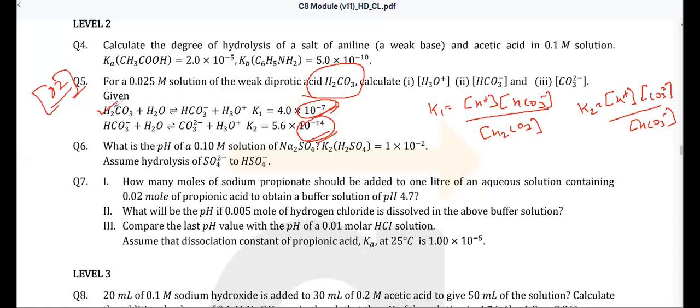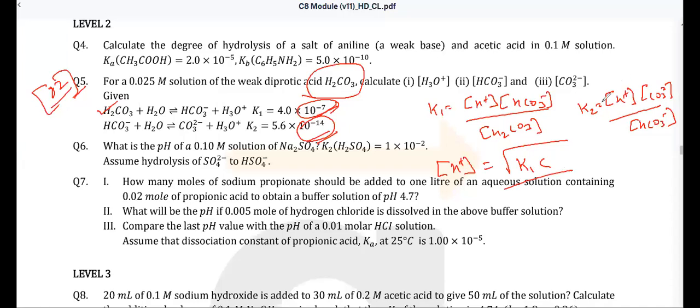Can I say that most of the H plus is coming from the first reaction? So I can ignore the concentration of H plus from the second reaction. So the concentration of H plus from the first reaction: again, it's a weak acid, dissociation of weak acid. Same formula, K1 into C. Can we calculate? Tell me, concentration of H plus using this formula.